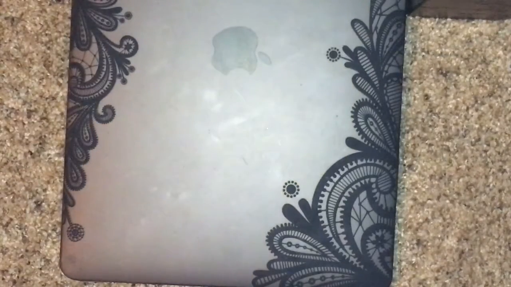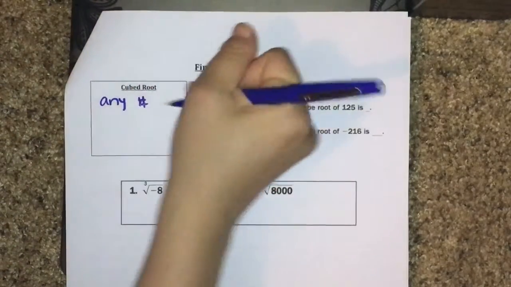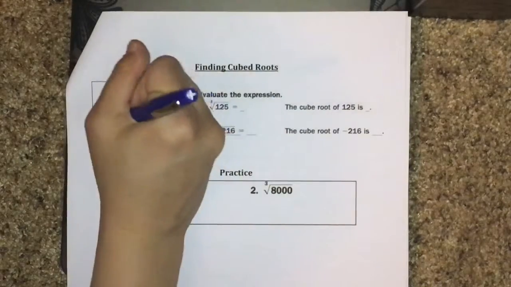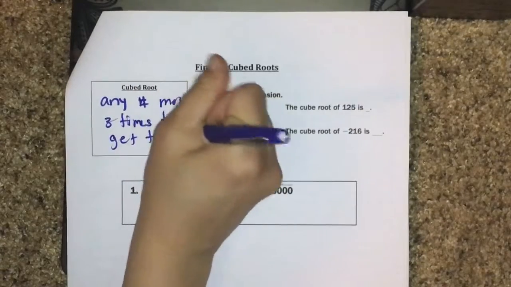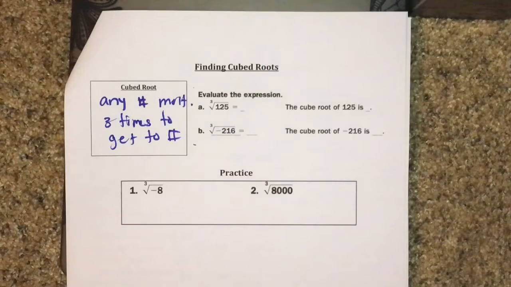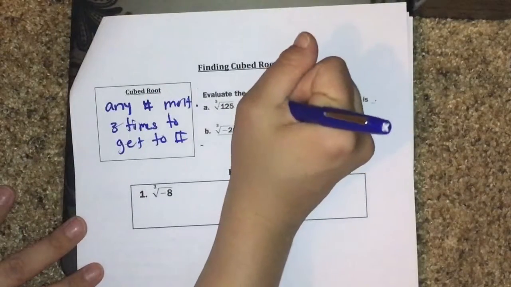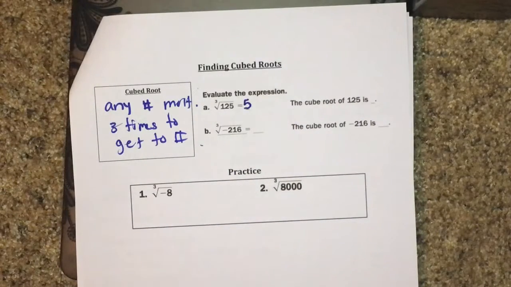Last thing we are going to cover here is finding cubed roots. Cubed roots, any number multiplied 3 times to get to the number in the cubed root. A cubed root will always have a little 3 in here. The cubed root of 125, well, what 3 numbers multiply to 125 has to be the same number? 5 times 5 times 5. 5 times 5 is 25. 25 times 5 is 125. That is where we are going to end today.